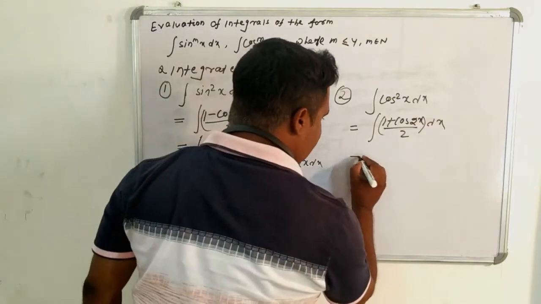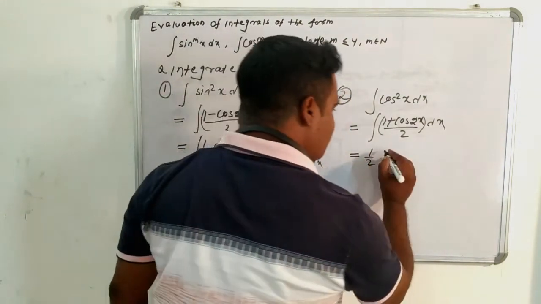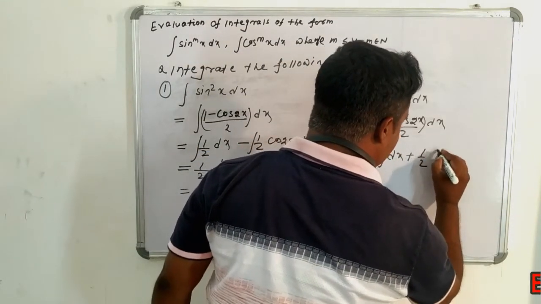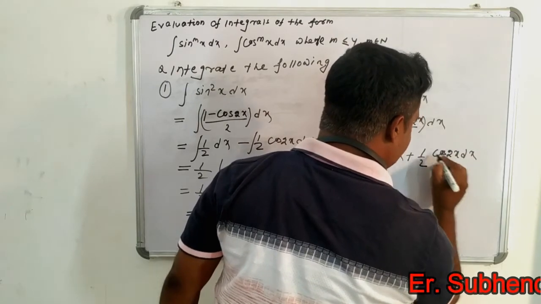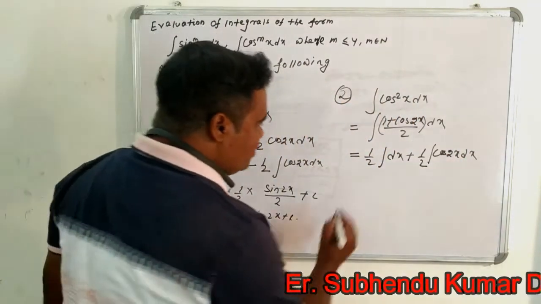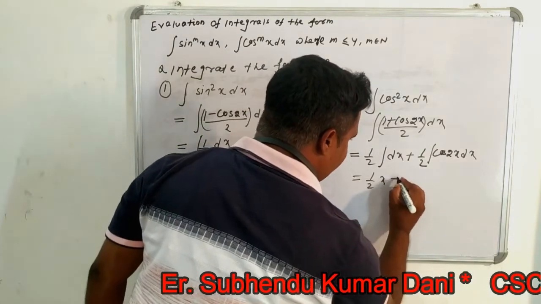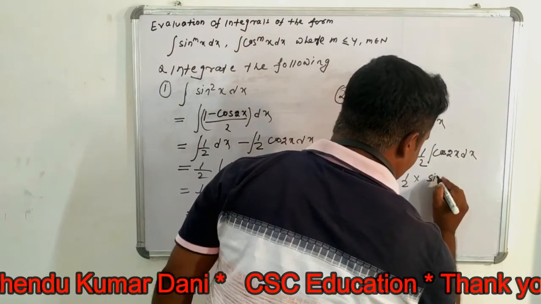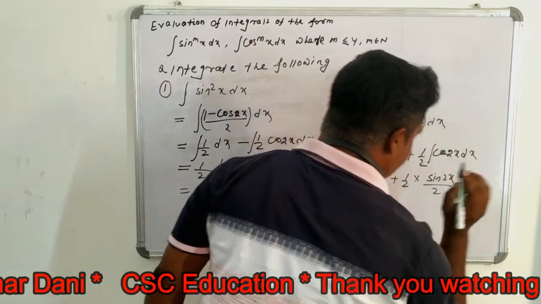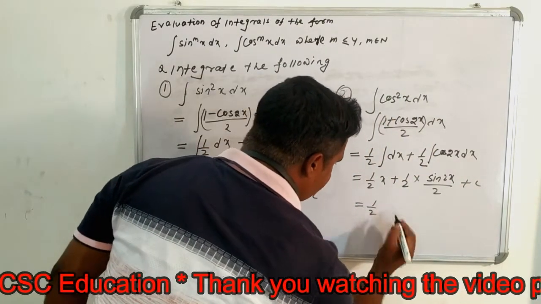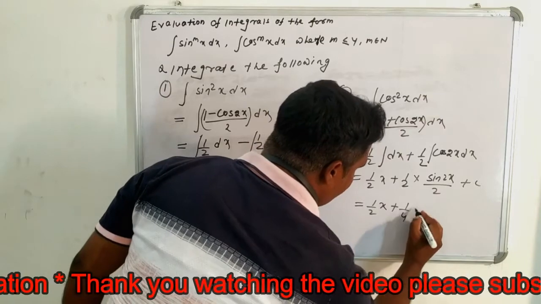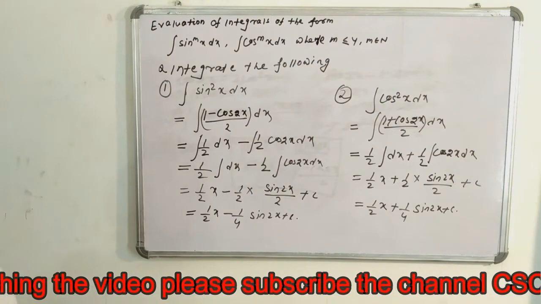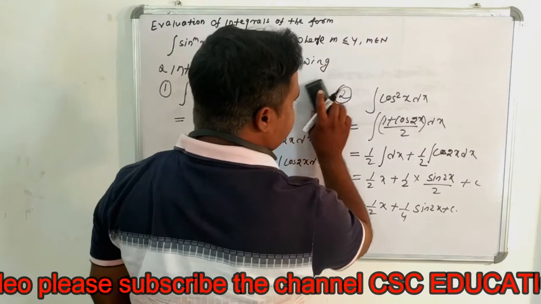Okay. So this value equals 1 by 2 as a common factor, plus 1 by 2 cos 2x dx in the integrations. So this value equals 1 by 2 of x plus 1 by 2 multiplied by the integral of cos 2x, which is sin 2x divided by 2, plus c. So this value equals 1 by 2 of x plus 1 by 4 sin 2x plus c, is your answer. Okay, I am going to the third question.